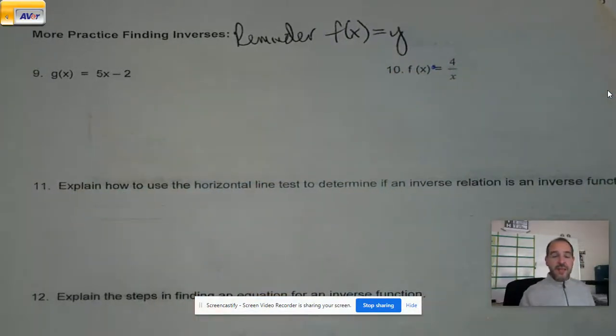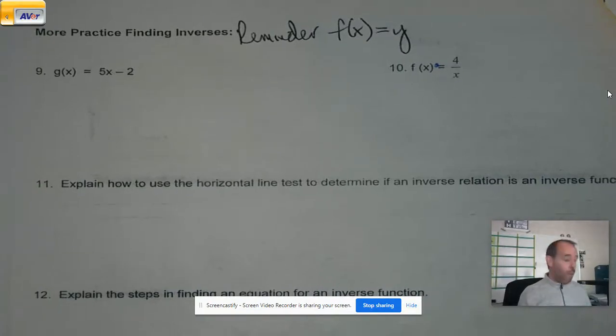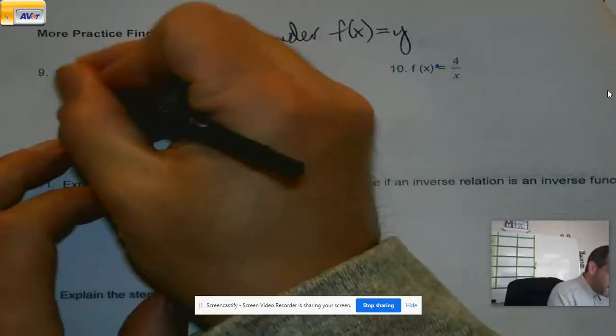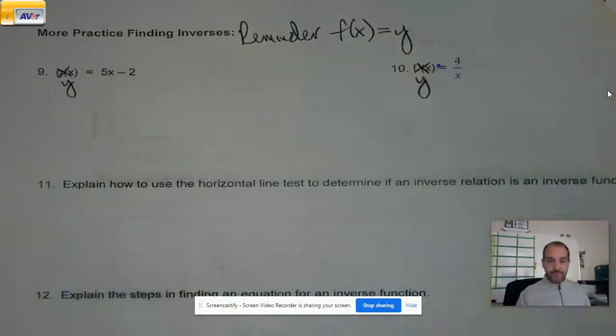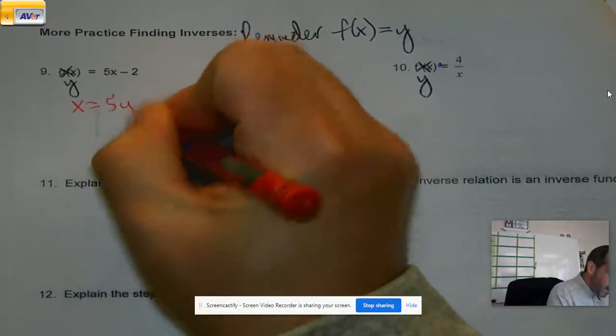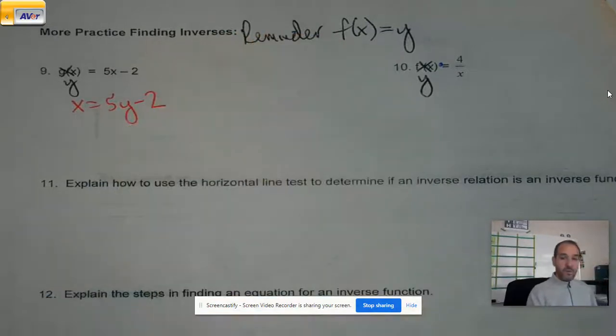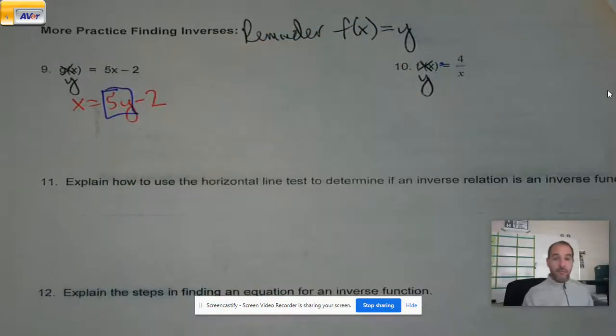f of x, g of x, h of x is the same thing as saying y equals. So what I like to do is go in here and change these to y's. And now it's just like what we were doing on the front. Switch x and y. And we're solving now for y.